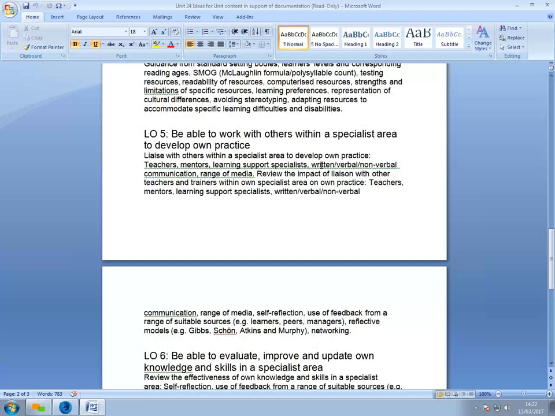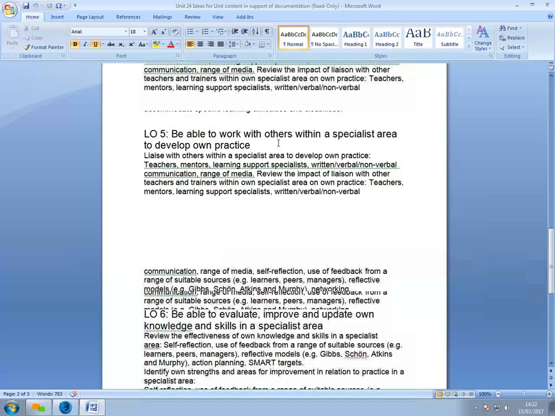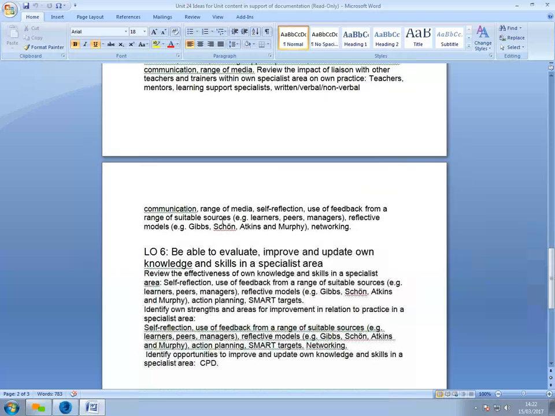Review the impact of liaising with other teachers and within your own specialist area and practice. Teachers, mentors, learning support specialists, verbal, non-verbal communication, range of media, self-reflection, use of feedback from a range of suitable sources. I put this on as well: learners, peers, managers, reflective models. Again, models of reflection, which you could probably look at if you've not covered before. You may have looked at it before: Gibbs, Schön, Atkins and Murphy. And then networking again between the other teachers within your group.